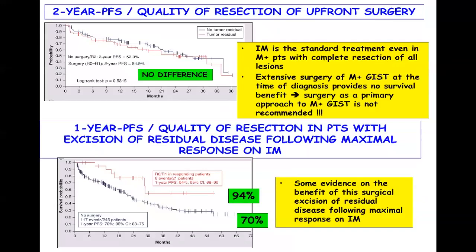And the 2-year PFS, according to quality of resection from surgery, no difference between no surgery and surgery. Imatinib is a standard treatment even in metastatic patients with complete resection of all lesions. And extensive surgery of metastatic GIST at the time of diagnosis provides no survival benefit. So surgery as a primary approach to metastatic GIST is not recommended.